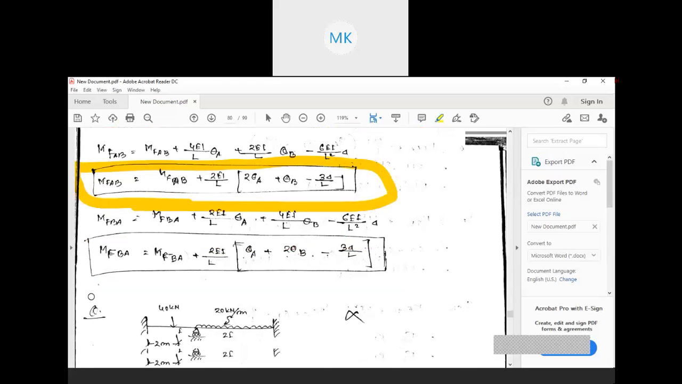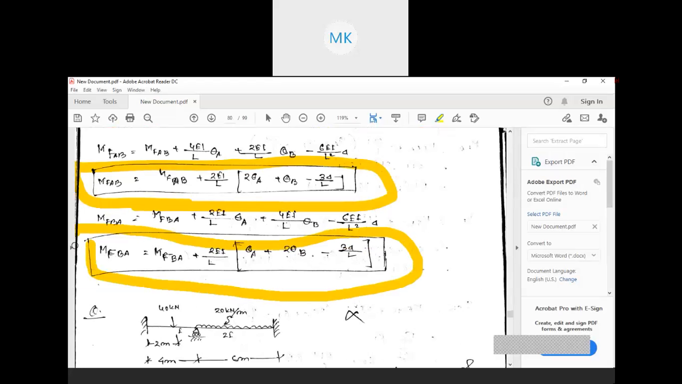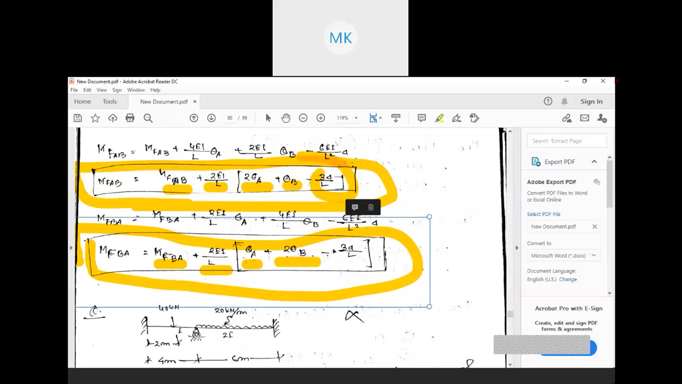Similarly MFBA, by adding all the terms, we will get this. Same thing, just theta A and theta B will be different. Here it is MFAB, here it is MFBA, here it is 2EI by L, same 2EI by L. Here it is twice theta A, but here it is theta B, here it is theta B, but here it is twice theta B, and this is the same, twice minus 3 delta by L.